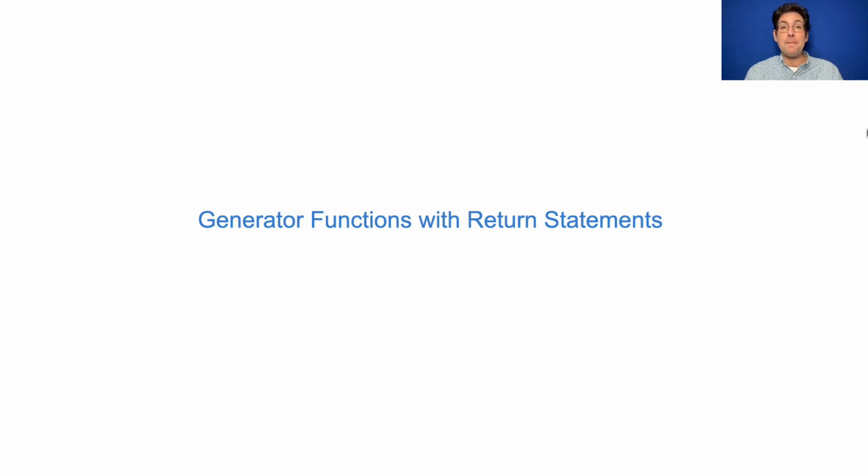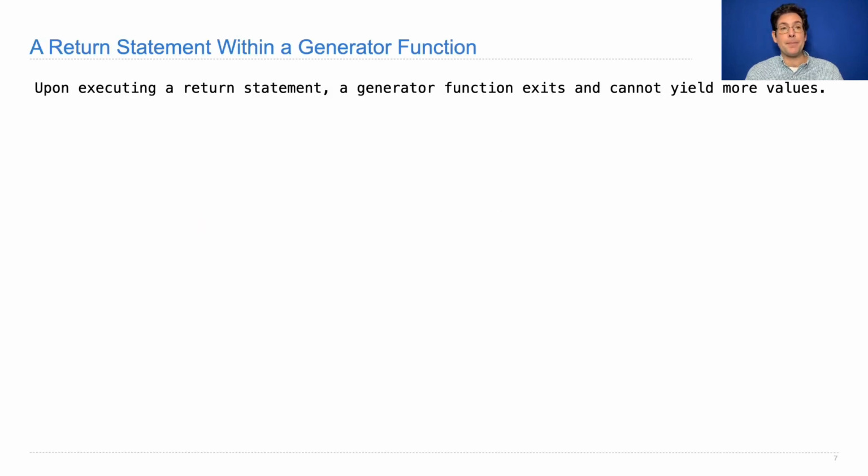What happens if you have both a yield and a return within the body of the same function? In that case, you have a generator function with a return statement in it, which is allowed in Python. It's kind of unusual, but you might as well know that it exists. Upon executing a return statement, a generator function exits, and therefore does not yield any more values.